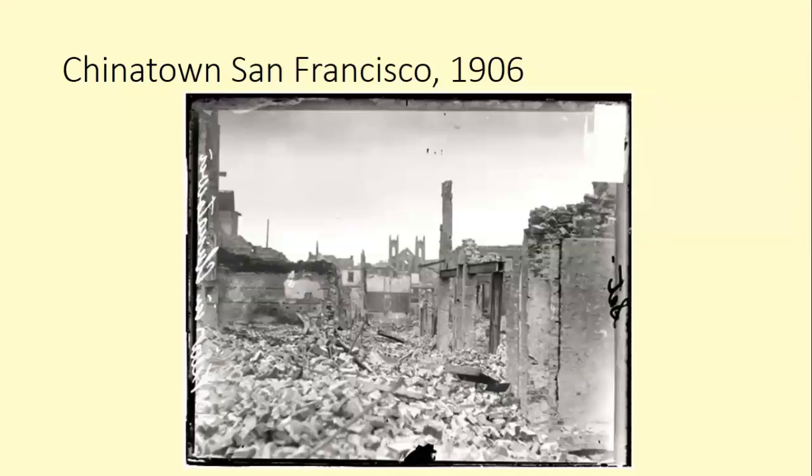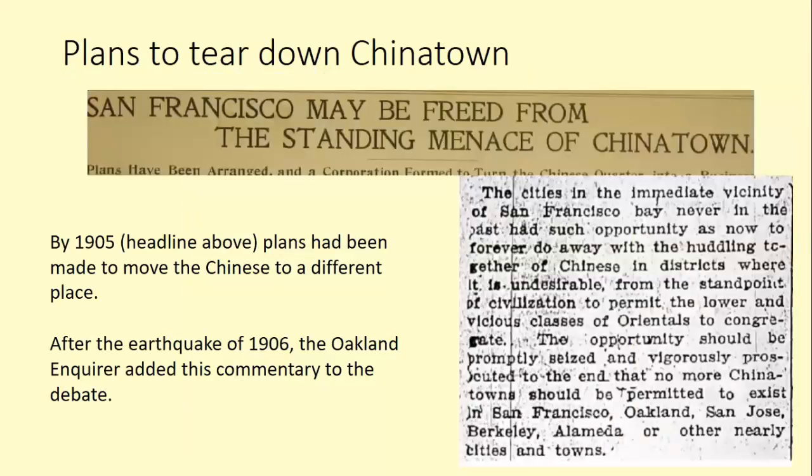Originally, when the Chinese had been given this land, it had been land that nobody wanted, but it became very valuable land. And so there had been a movement before the earthquake to remove the Chinese from Chinatown and move them somewhere further away so that that land could be developed into private homes for the dominant mainstream population of white Californians. So by 1905, you see this headline: San Francisco may be freed from the standing menace of Chinatown.